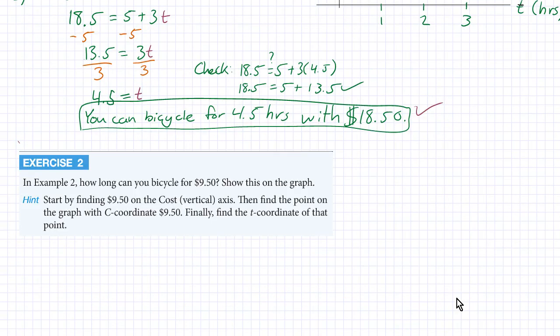Now, this is an exercise for you to do yourself. You don't actually need to show it on the graph because you might be doing it on your calculator. But using the same example, try to answer the question, how long can you rent the bicycle for $9.50? Do it yourself. I'm not going to work it out here. If you really are stuck, you can find the answer in the lesson.